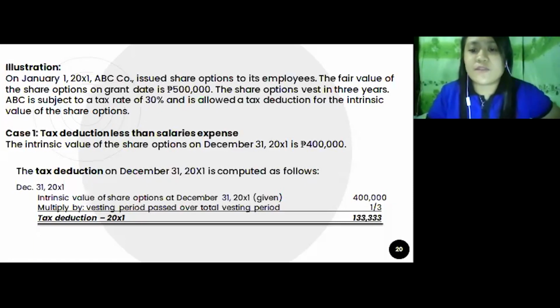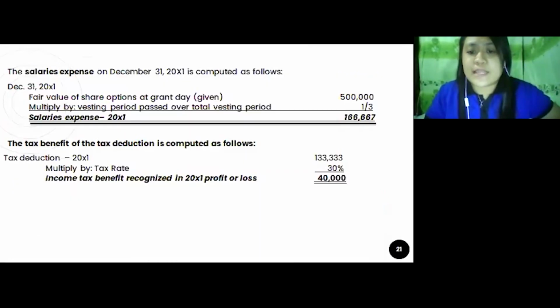The intrinsic value of the share options on December 31, 20x1 is 400,000 pesos. To compute the tax deduction on December 31, 20x1, we simply multiply the intrinsic value of the share options, which is already given, 400,000, times the vesting period passed over total vesting period, which is 1 over 3. So the total tax deduction in year 20x1 would be 133,333.